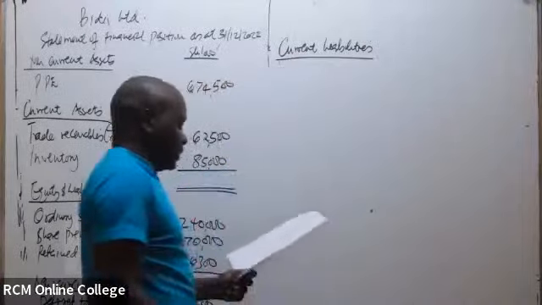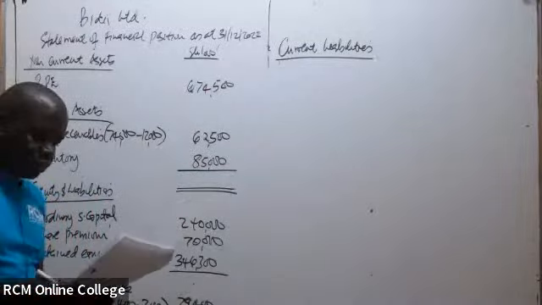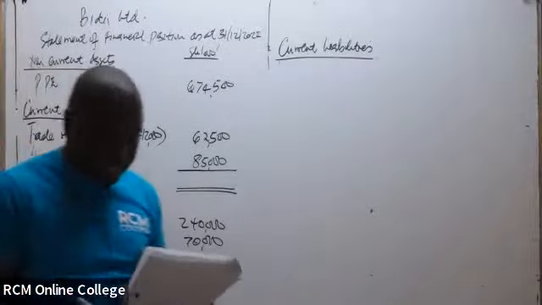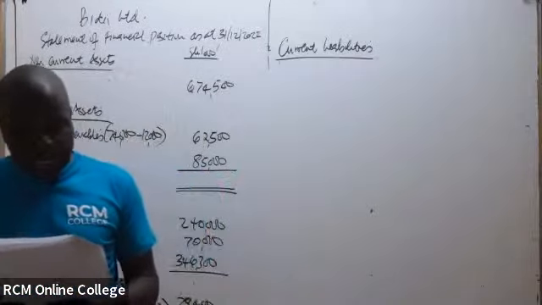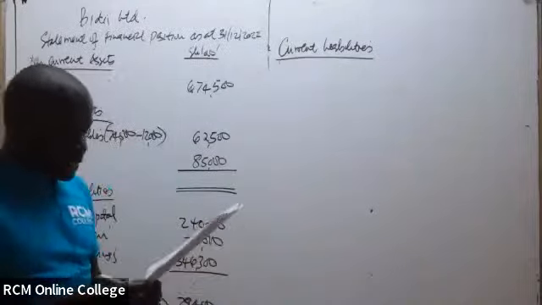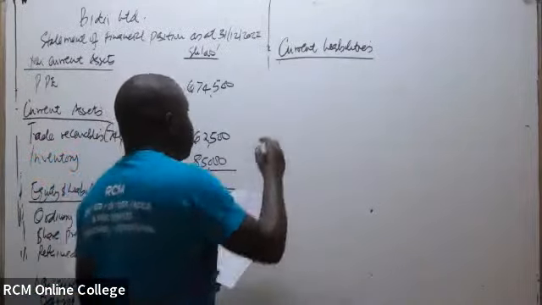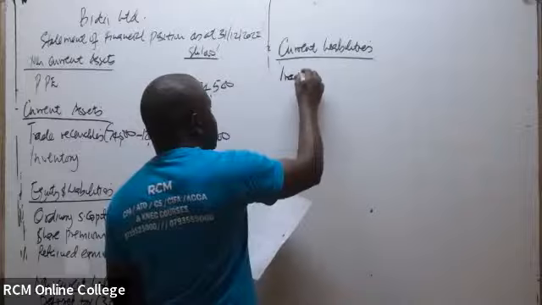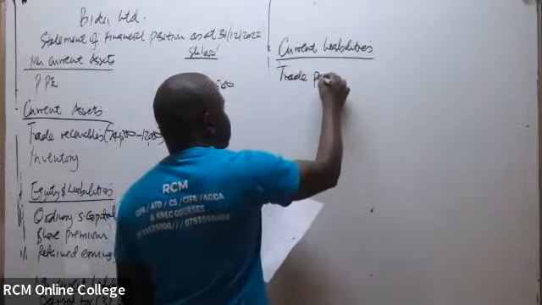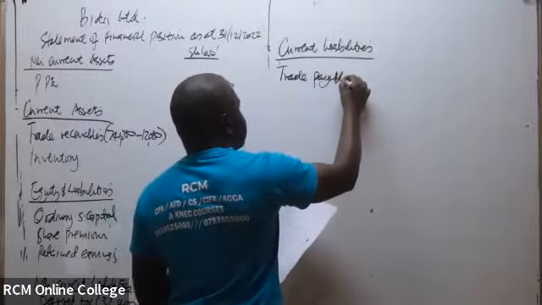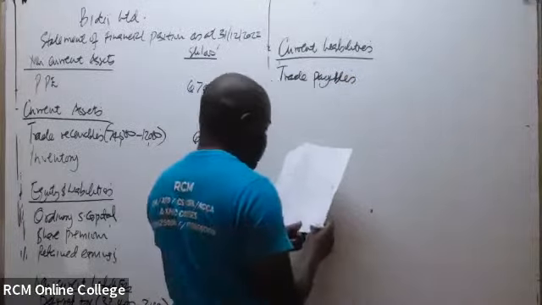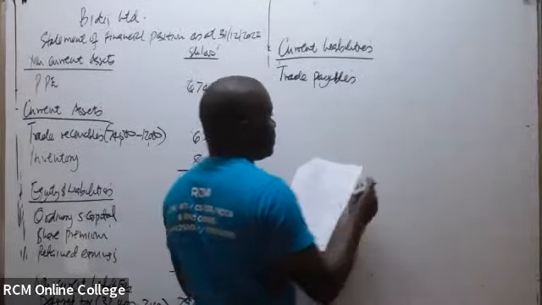So for the current liability, it's very easy. You just need to go to the trial balance, and of course, on the credit side, try to identify some of the current liabilities you have. Automatically, in this case, we see trade payables. These are just free marks you would have gotten because I don't think it has any adjustment.